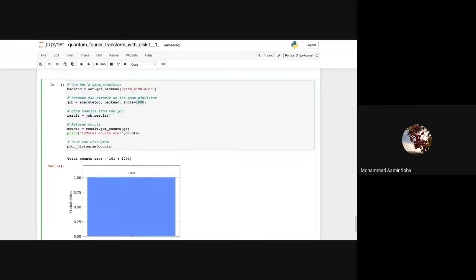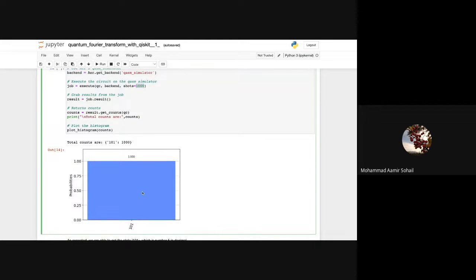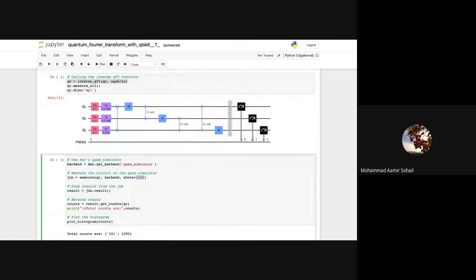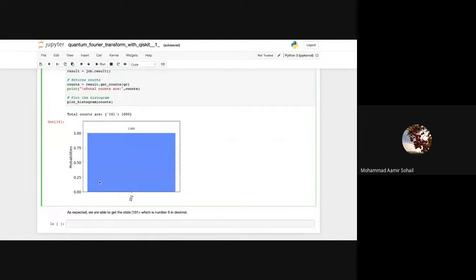So this is just for the simulator part. If we implement this on a real quantum computer, there will be some fluctuation here and there, but most of the probability will be concentrated on 101. So this concludes that indeed the circuit is correct, and all the things we are trying to do here make sense and match what we expected.